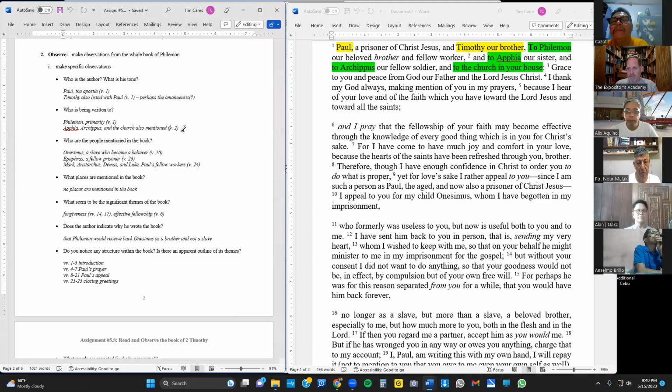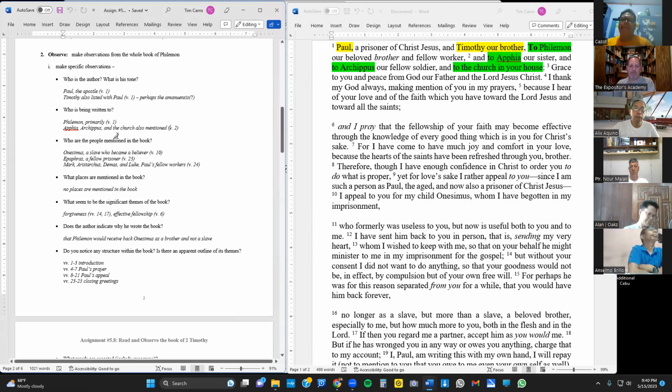That'll be the background context. In the background context, you'll go into, okay, what do we know about Aphia? What do we know about Archippus? What church is he talking to here? What is said about the recipients in this letter? What is said about Paul in this letter? So that'll be for the background context.